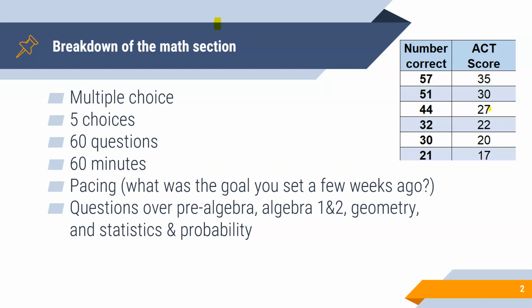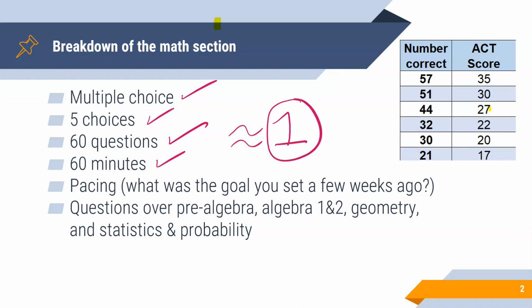First of all, the math section of the test. It is multiple choice. You have 5 answer choices to choose from. There are 60 math questions, and you have 60 minutes to do them in, which means you have about 1 minute a question, right? Now, it's about 1 minute. Some questions take longer than a minute. Some take a lot less. But it really comes down to your pacing.